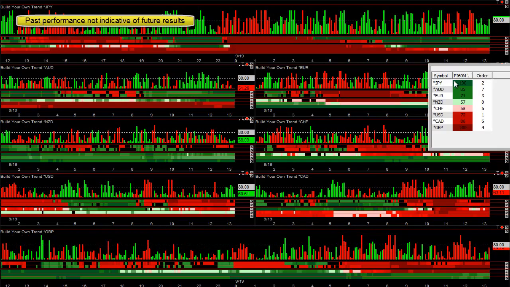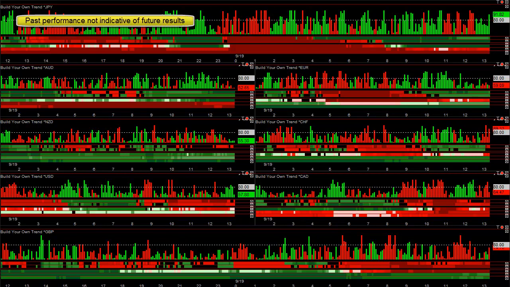And you can see the yen, Australian, euro, and New Zealand are the strongest. The pound, CAD, dollar, and Swiss are the weakest. The real-time trend strength is on the top in histogram form. Underneath that we have the 15-minute trend, hourly, daily, weekly, and monthly. And some days all the time frames line up. Those are easy days to trade.